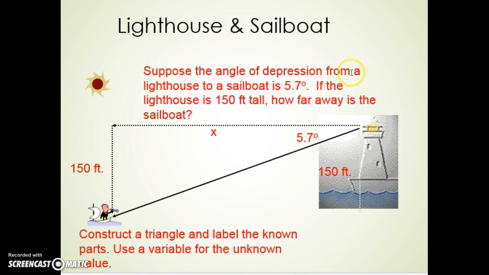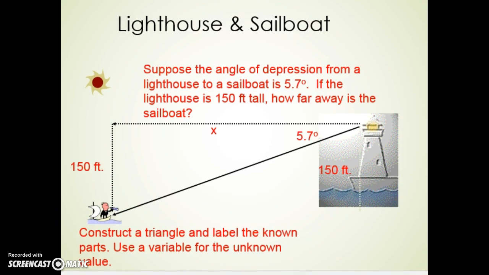So this says, suppose the angle of depression from a lighthouse to a sailboat is 5.7 degrees. If the lighthouse is 150 feet tall, how far away is the sailboat? So again, we want to construct a right triangle. We know that we are dealing with an angle of depression. Our angle is 5.7 degrees. The height vertically is 150 feet, and it's asking for the horizontal distance between the sailboat and the lighthouse.